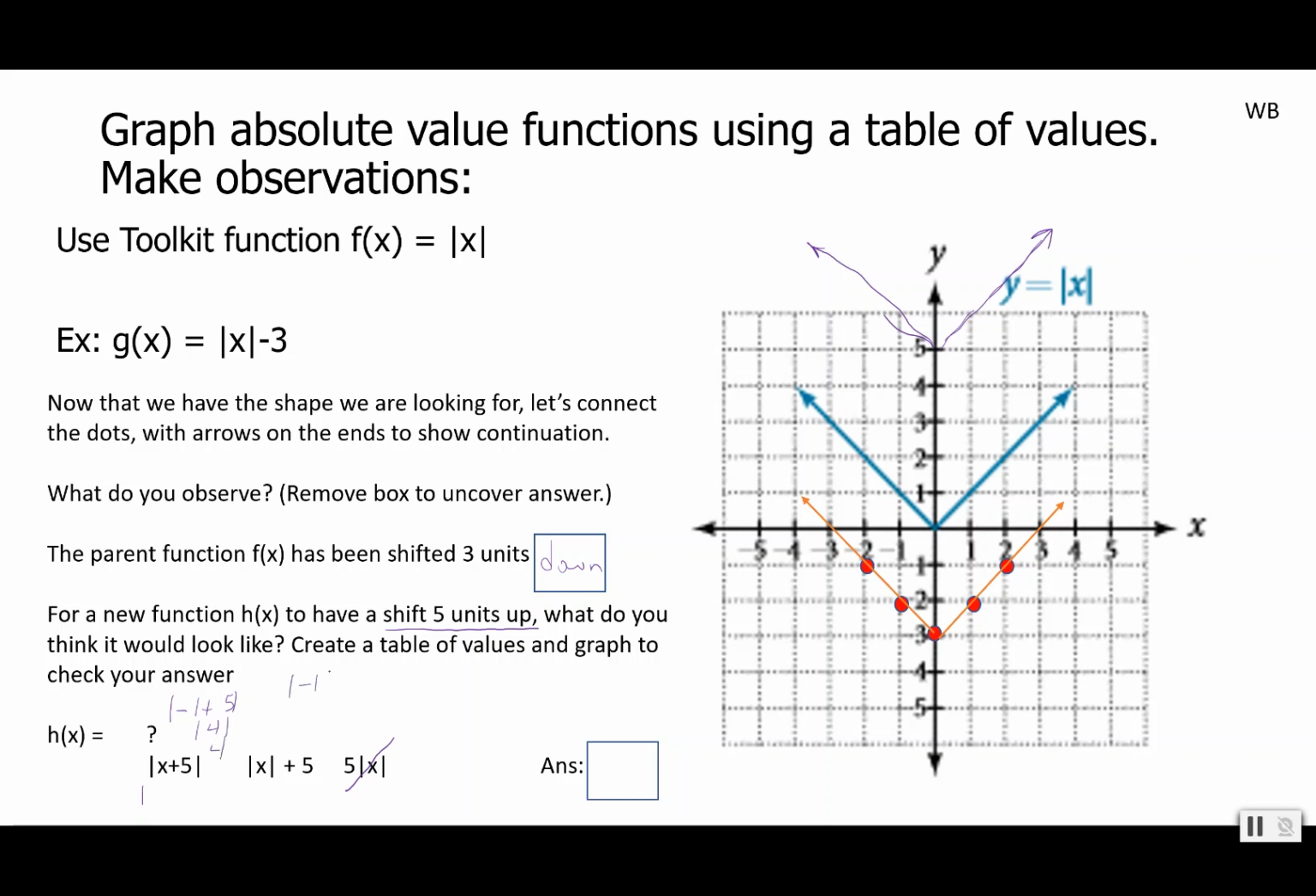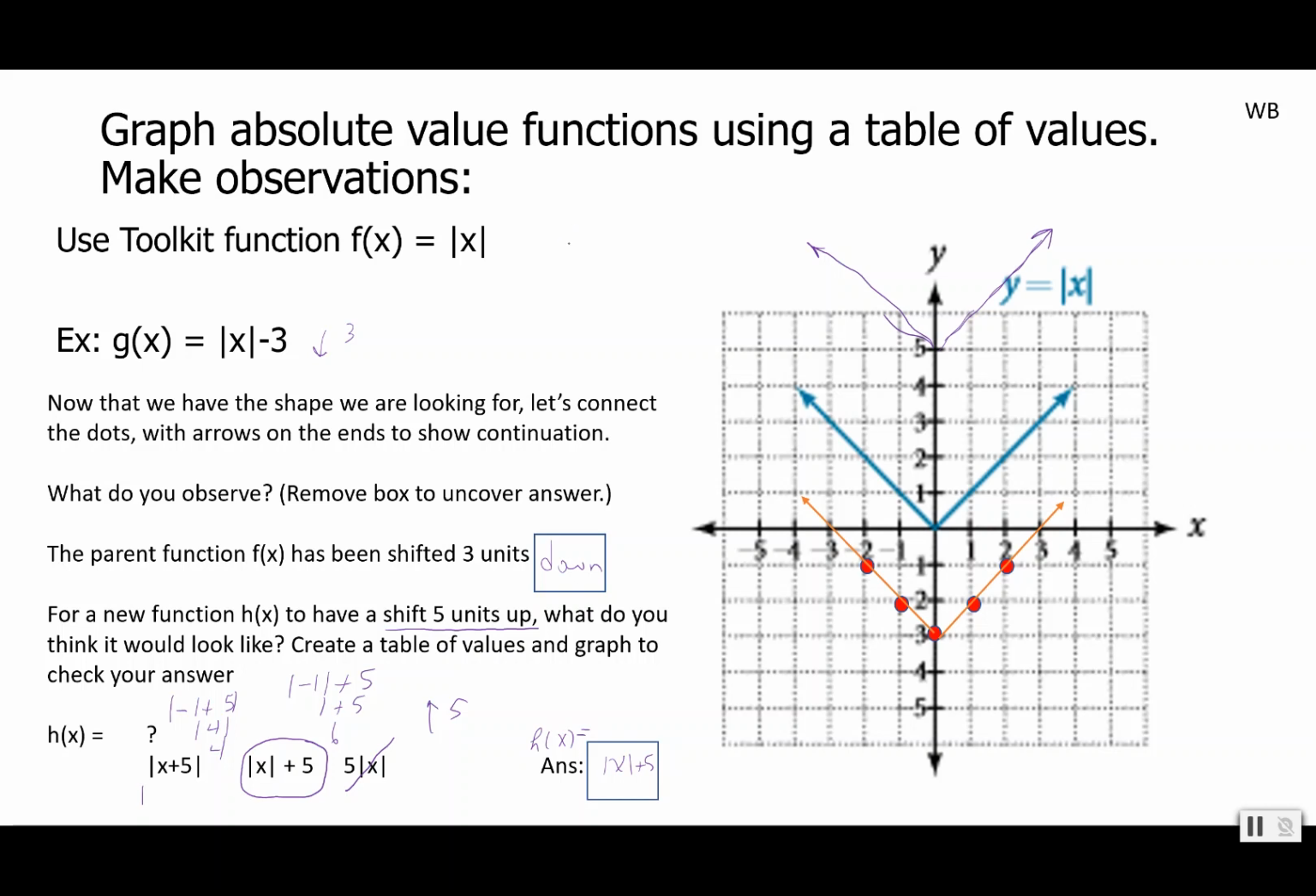If we put in -1 into the absolute value of x plus 5, that gives us 1 plus 5. That's the answer we wanted. So remember that the absolute value of x minus 3, where this minus 3 was on the outside, shifted us 3 units down. This absolute value of x plus 5, where that plus 5 is on the outside, shifted us 5 units up. So what we want to write here is the absolute value of x plus 5 as our function h of x. That would take our original function y equals the absolute value of x, or f of x equals absolute value of x, and shift it up 5 units.